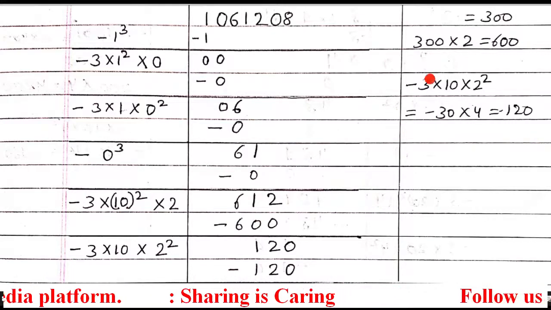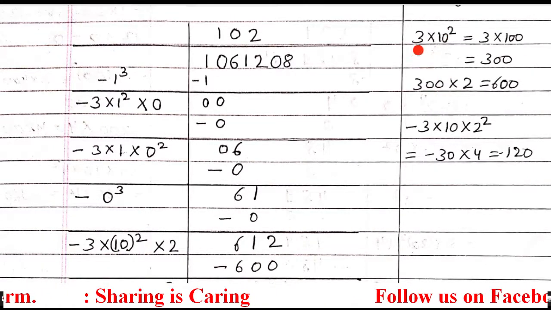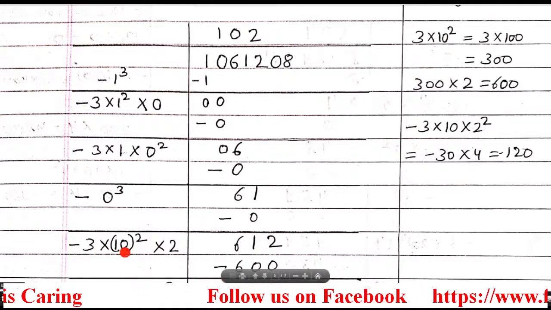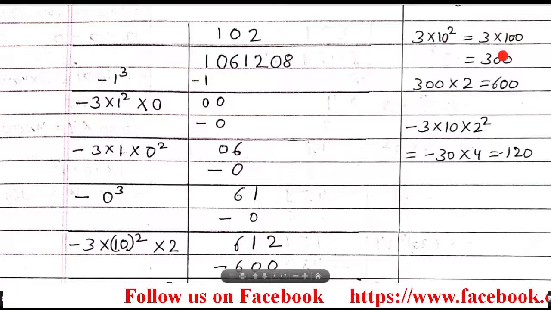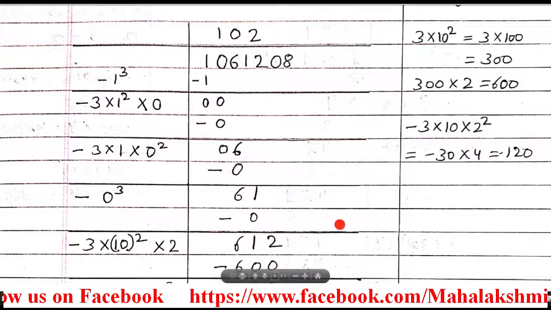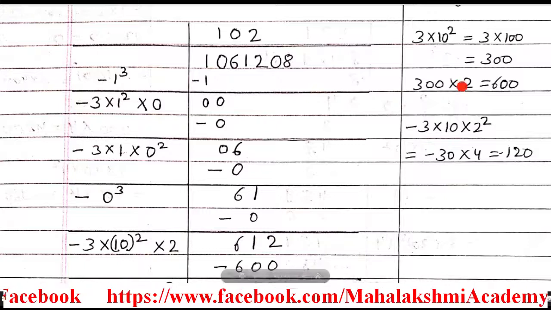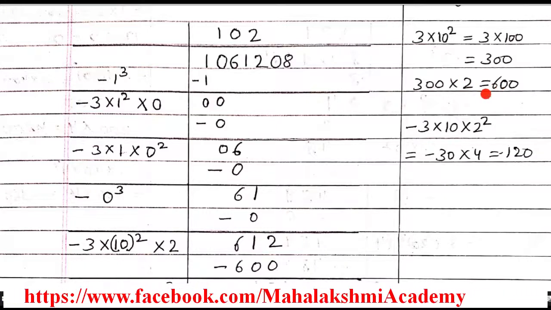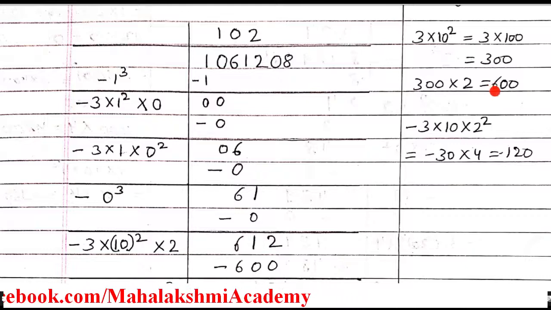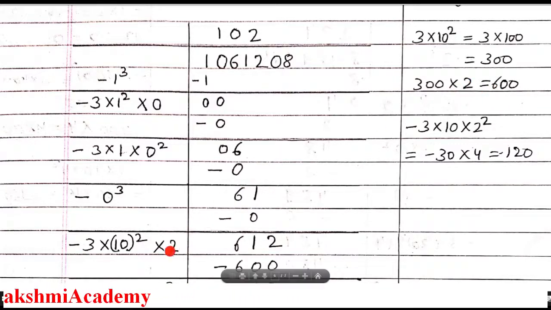So see in the rough, now here 3 into 10 square, because we had here 3 into 10 square. So 3 into 10 square is 300. Now because we need either 612 or less than 612, so 300 multiplied by 2 is 600, because if you multiply by 3 you will get here 900. So 600. So what number did we select here? 2. So write here also 2 and here also 2.